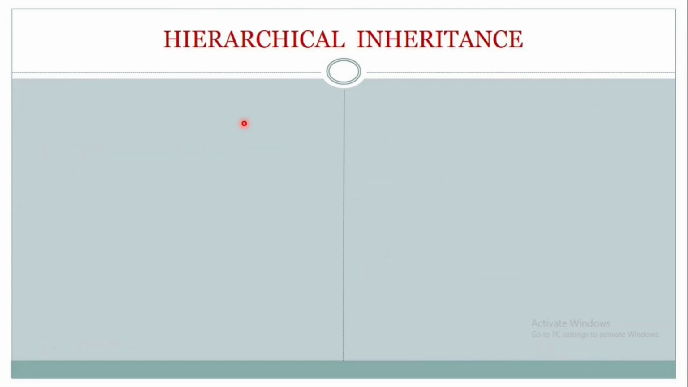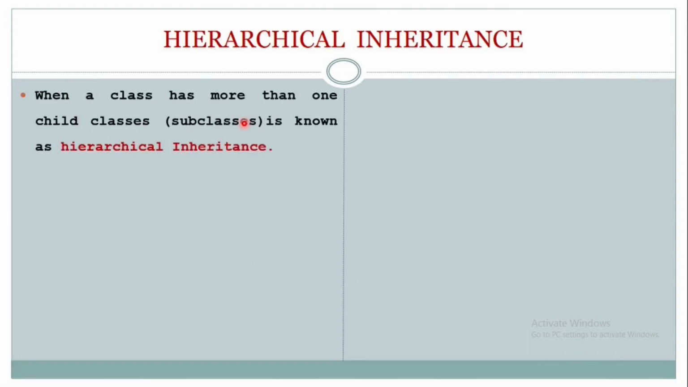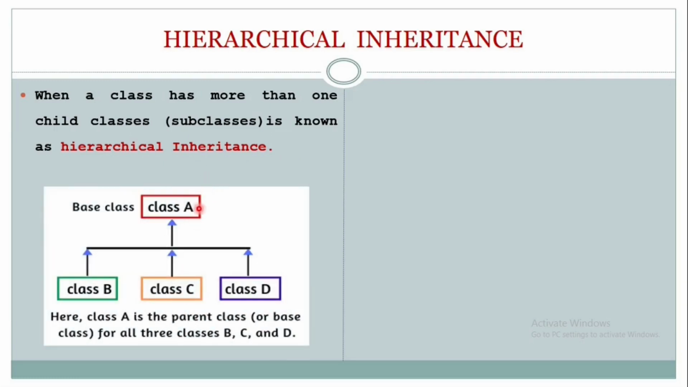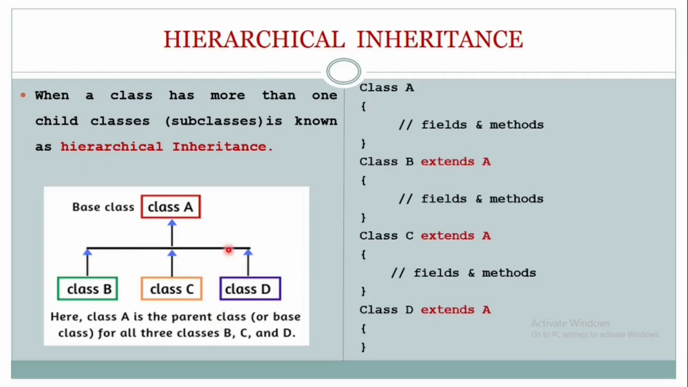Now we'll understand hierarchical inheritance. When a class has more than one child class, it is known as hierarchical inheritance. Here, class A has more than one subclass, so it is an example of hierarchical inheritance. The same example can be represented as you can see here: class B extends A, class C extends A, and class D extends A.